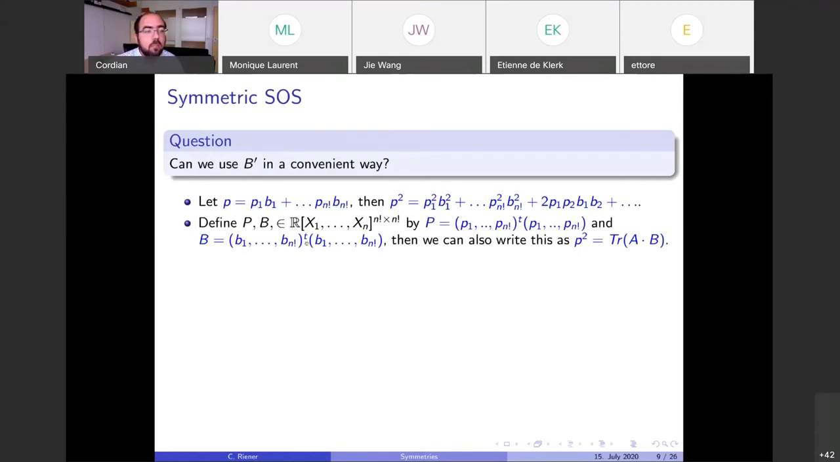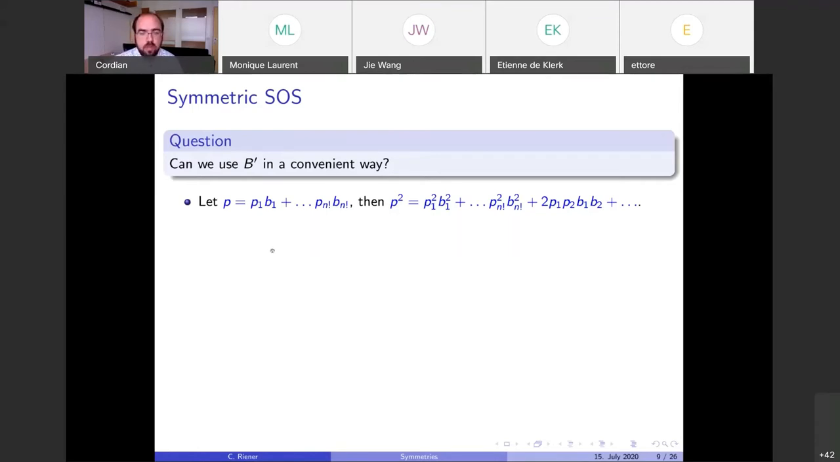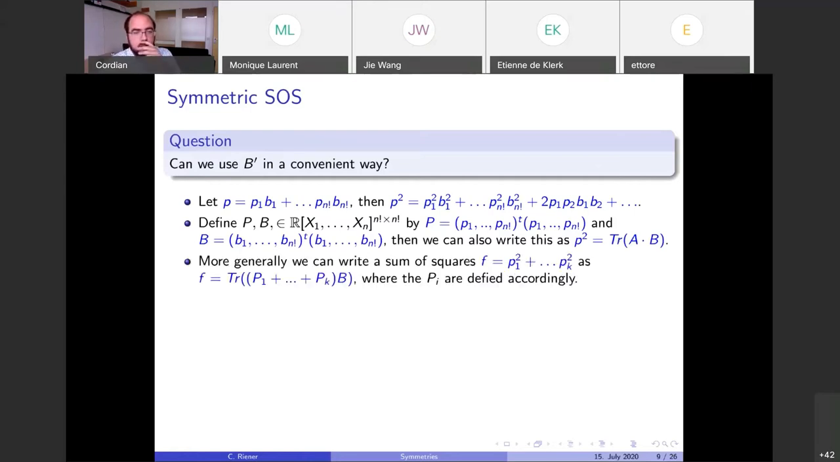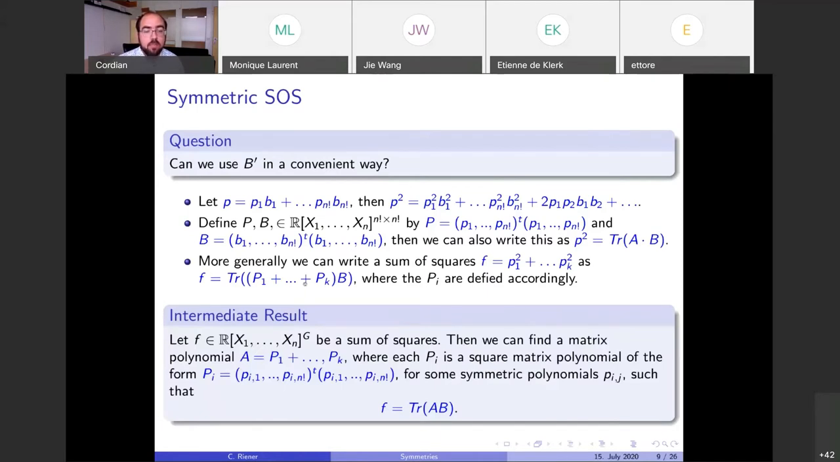And I do the same with the matrix B. And then I can also write the above statement just by saying I take the trace of the product of the two matrices A and B. Okay. And then more generally, of course, I assume that F is a sum of squares. So then the interesting thing is now that I just have every time this factor B in this thing, and I can accordingly define the sum of squares as the sum of these polynomials Pi times the matrix B that I defined with my basis B.